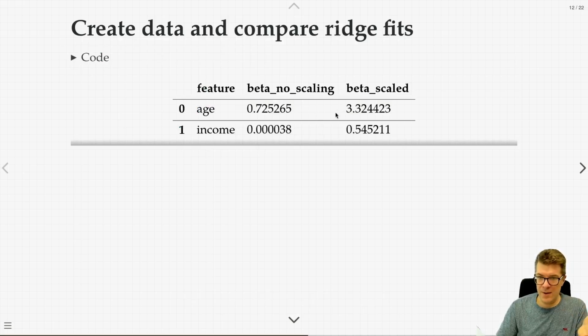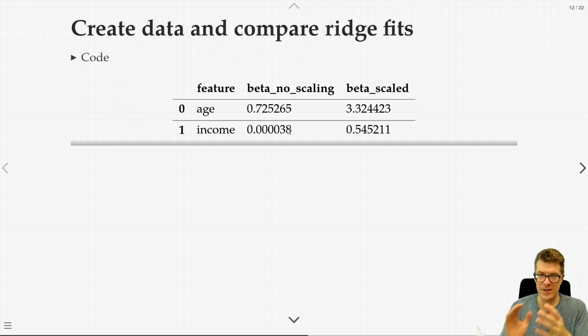And here we can see a huge difference, right? So here's our two features. When we're not using scaling, when we haven't done the Z scaling of our features, we have several orders of magnitude bigger coefficients on age than on income. And when we actually scale the features before doing the fitting, we still have an order of magnitude difference. Like the beta in the scaled case is 3.3 compared to 0.5-ish for income. But this difference is a lot less stark than the other, right?